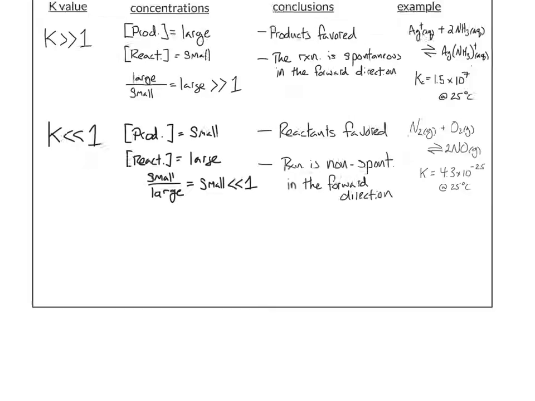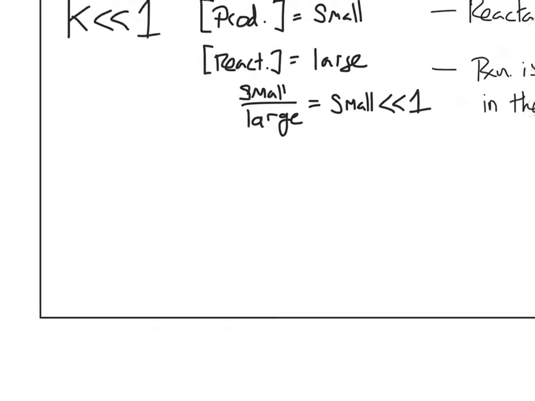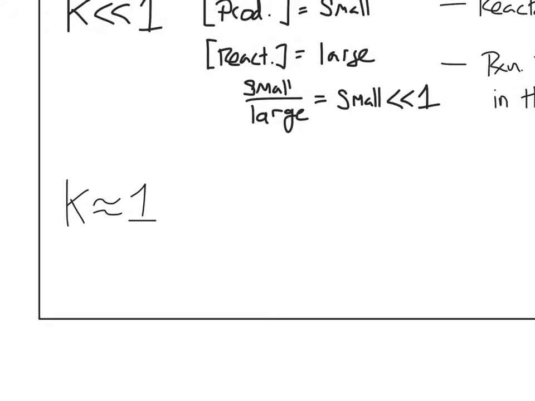Our final scenario is when the equilibrium constant is approximately equal to 1. It's important here to point out specifically what we mean by K values close to 1. By close to 1, we mean K values that are 10 to the negative 2 all the way to 10 to the 2. So that means anywhere from 0.01 to 100 is an equilibrium constant value that is close to 1.